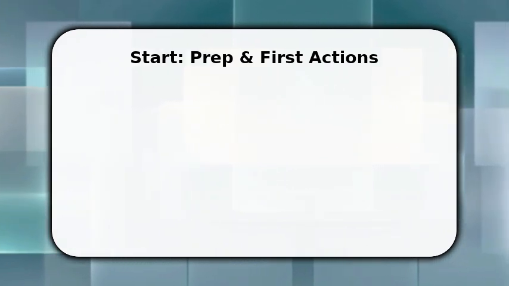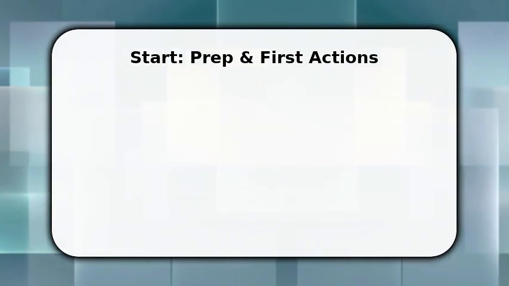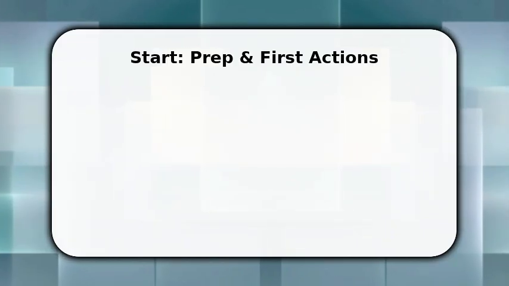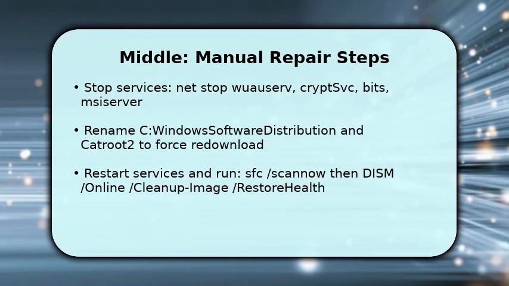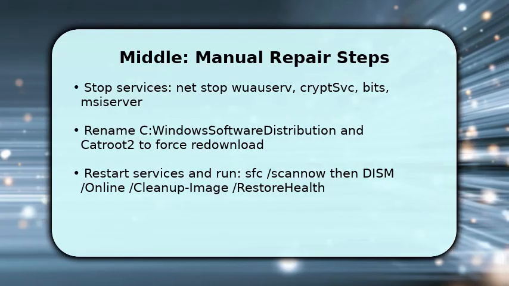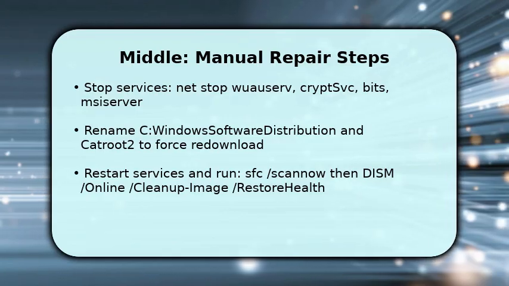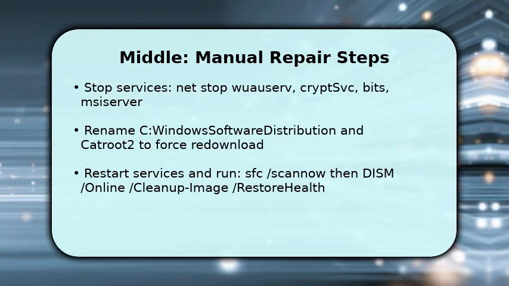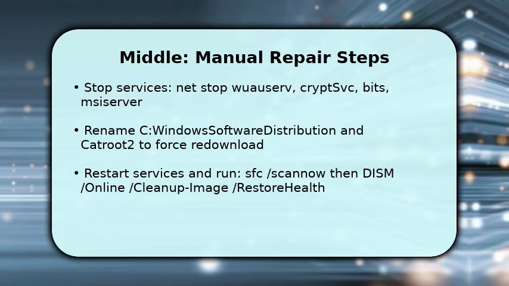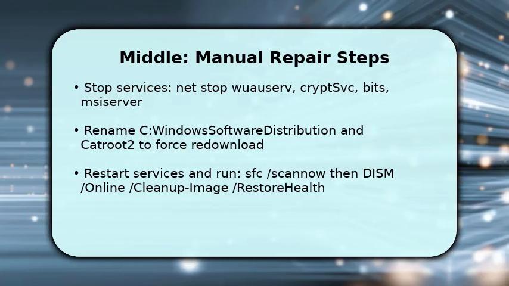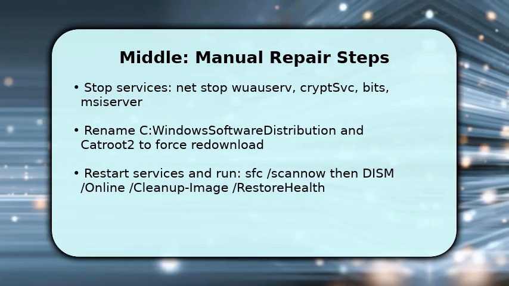Once the troubleshooter runs, you may need manual repairs. First, stop update services using an elevated command prompt. Use net stop for wuauserv, cryptSvc, bits, and msiserver. Then rename C:\Windows\SoftwareDistribution and catroot2 to force Windows to rebuild update data. This removes cached, possibly corrupted files.